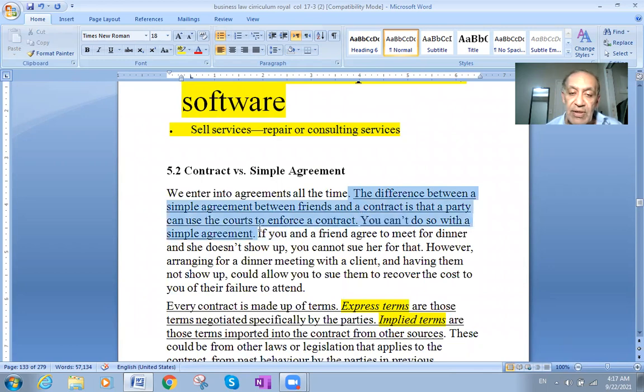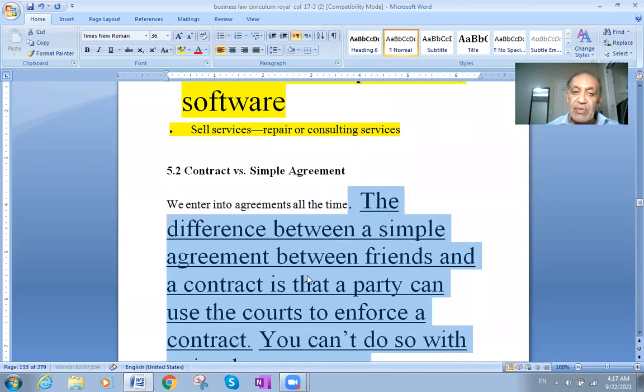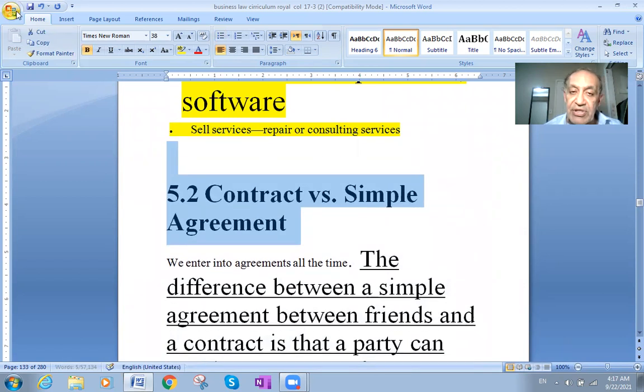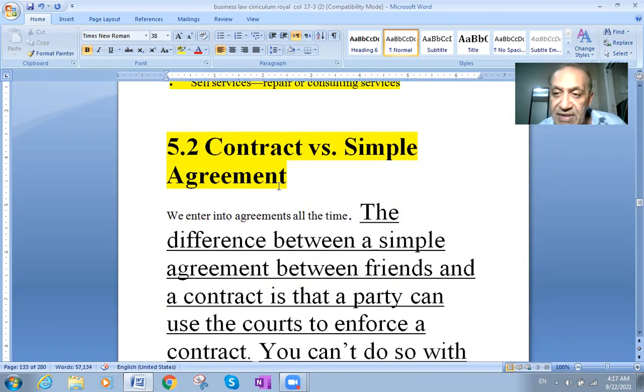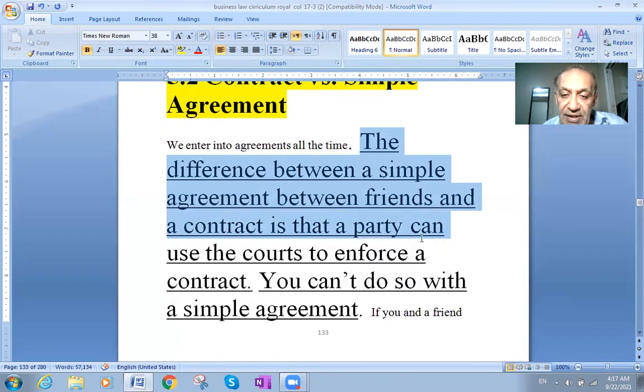So now we'll go to what is the main difference between the contract and the agreement, because there is something called agreement, which is related to some particular clause in the contract, but there are still differences between them. The difference between a simple agreement between friends and the contract is that simply in the contract, you can take it and go to the court to sue or for claim. But in the agreement, no, you cannot take it to the court.